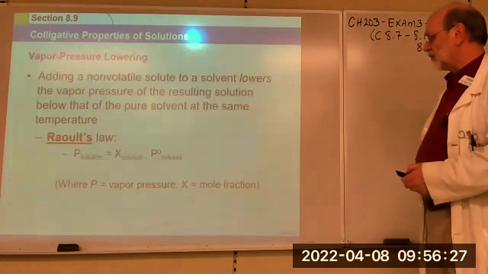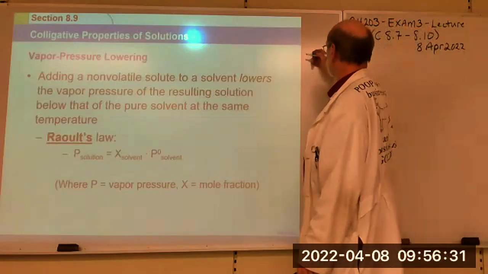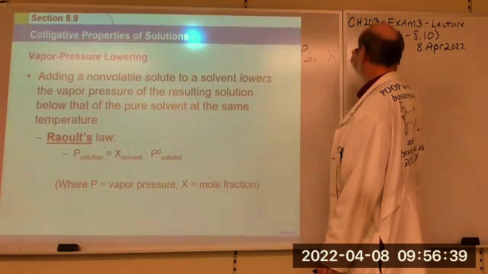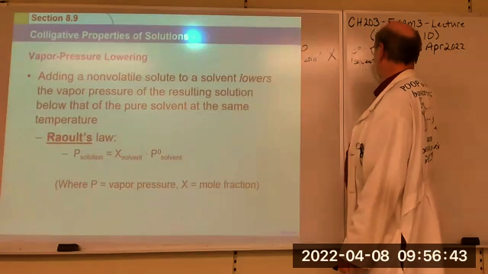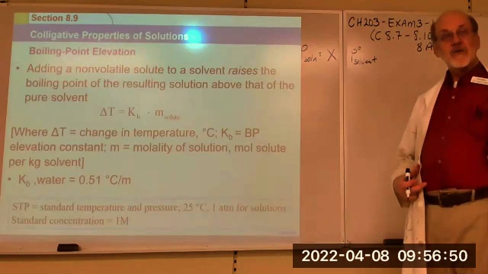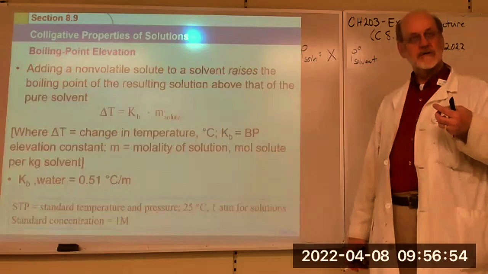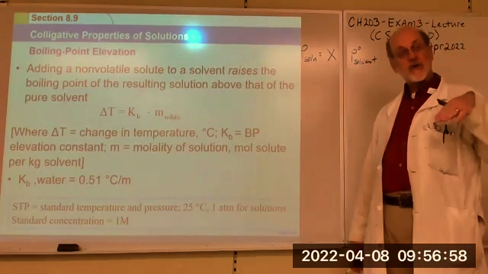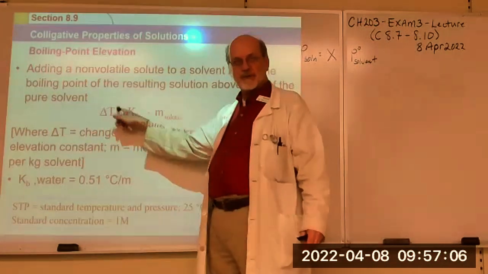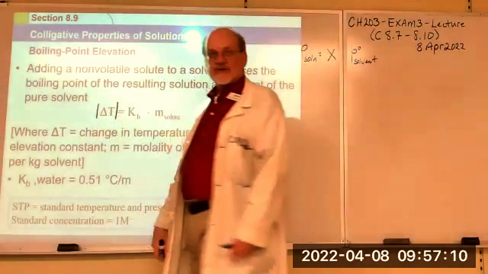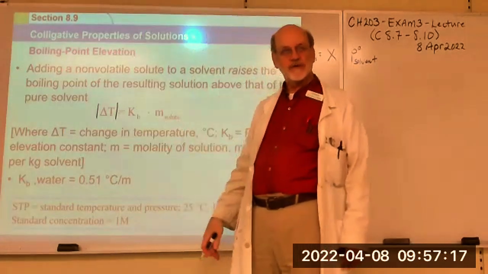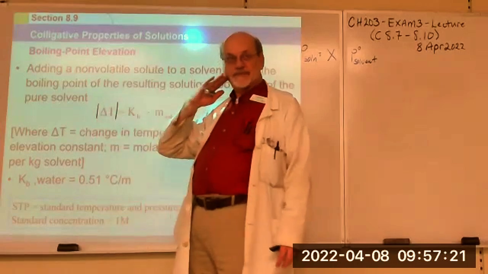Okay, so that's Raoult's law. Let's put it up here just so we can keep it. Vapor pressure of the solution equals mole fraction times pure solvent. That's Raoult. The next one is boiling point elevation. If you add a solute to a solvent, it will change the boiling point. It will actually increase the boiling point by a certain amount. We call it delta T. This is the change in temperature. And it's always absolute value. We don't care about the sign because we know boiling point elevation is going to increase the boiling point. So it's just a positive number, okay?